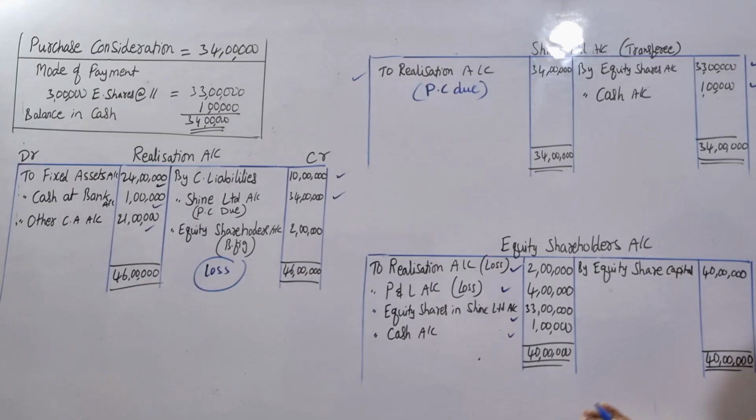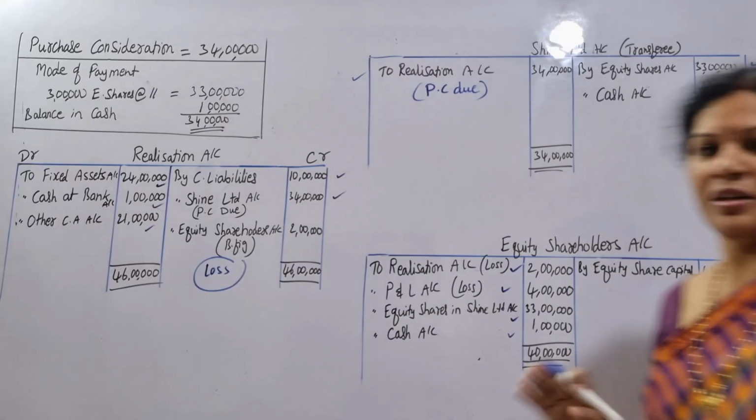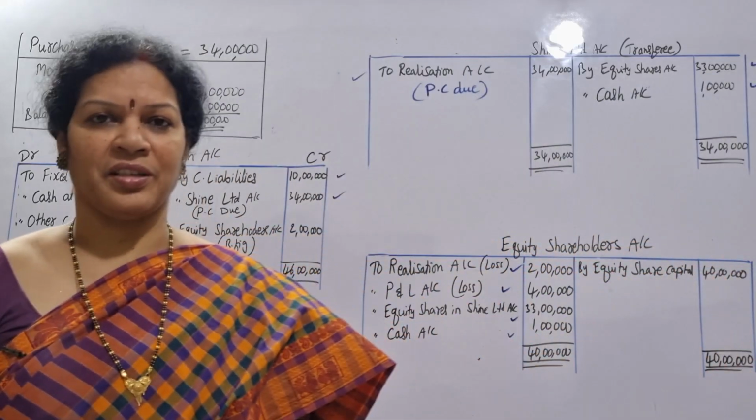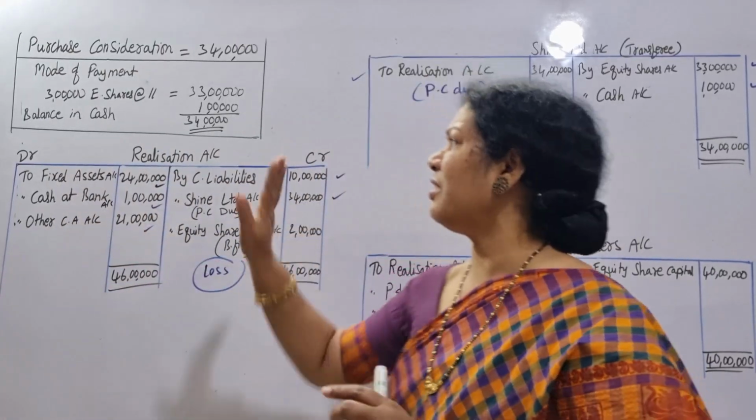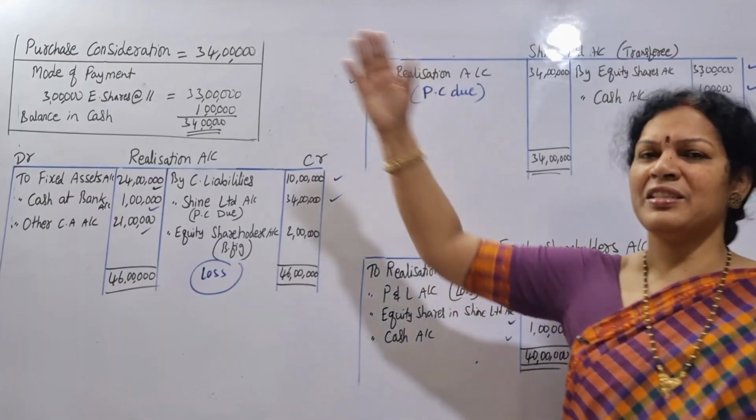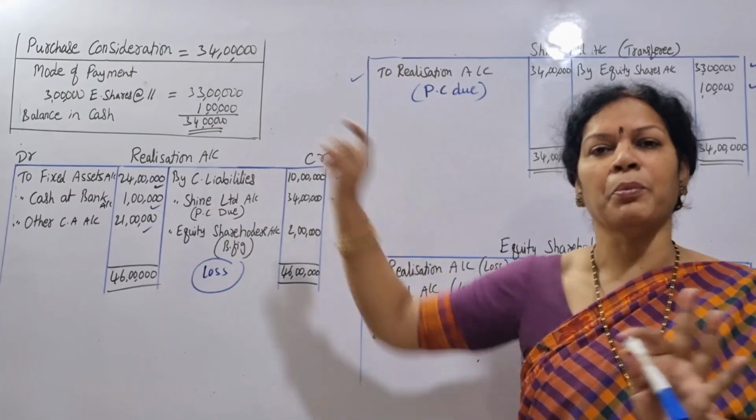When we complete posting all the entries, the equity shareholders account has to tally. If it is tallying, it means the problem is correct. It's not a balance sheet, but just like a balance sheet, the equity shareholders account has to tally. Tallying means the problem is correct. Am I clear about this problem? Simple, nothing to worry. Only thing is the realization account: PC given or not given, but remember the mode of payment.